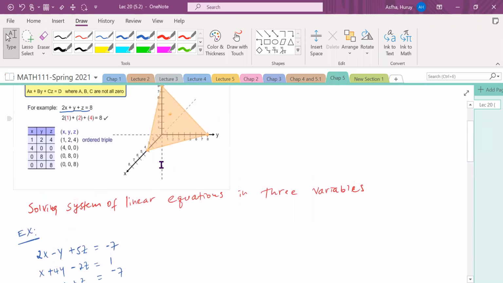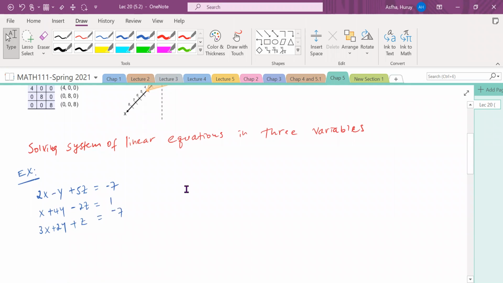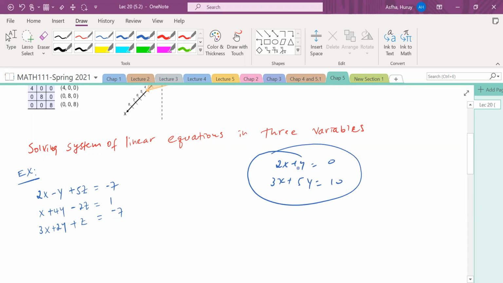Now the next question is, let's say we have a system of linear equations in three variables like this one. Last time we learned how to solve a system of linear equations in two variables. If I have, for example, 2x plus y equals 0 and 3x plus 5y equals 10, then we know how to solve such equations. We learned two methods: one is the substitution method, and another is the addition method, or we call it the elimination method. So this is solving a system of linear equations in two variables.